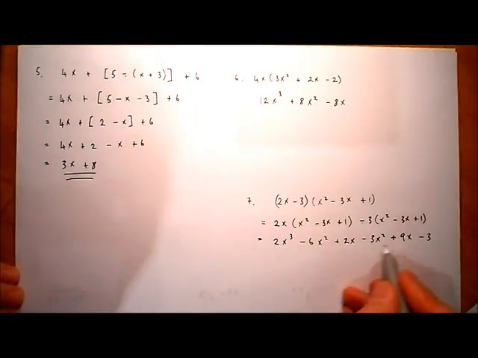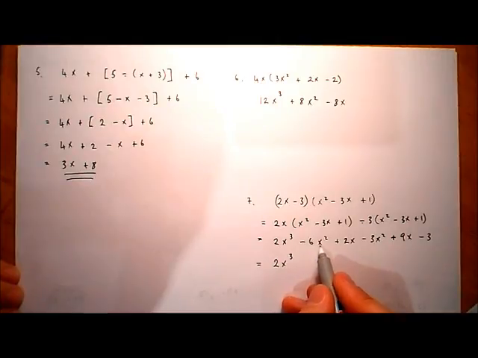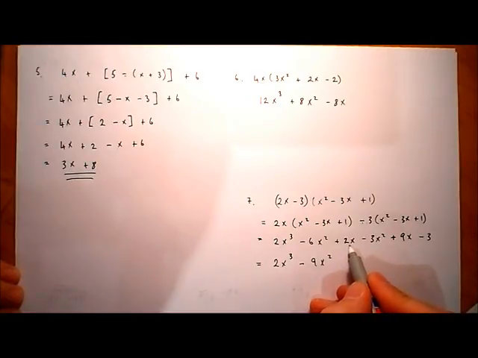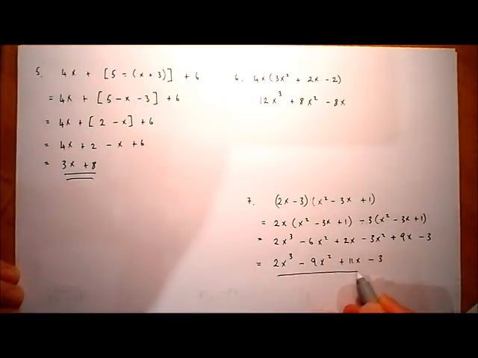So now we just want to have a look and see if there's any like terms there that we can add up. So have I got any other cubes? No. I've got 2x cubed. I haven't got any other cubes. I've got minus 6x squared and minus another 3x squared, so that's minus 9x squared. And then I've got 2x plus 9x, so that's plus 11x. And then I've got this minus 3 and I have no other numbers, so it's just minus 3. So this is the answer to this one.